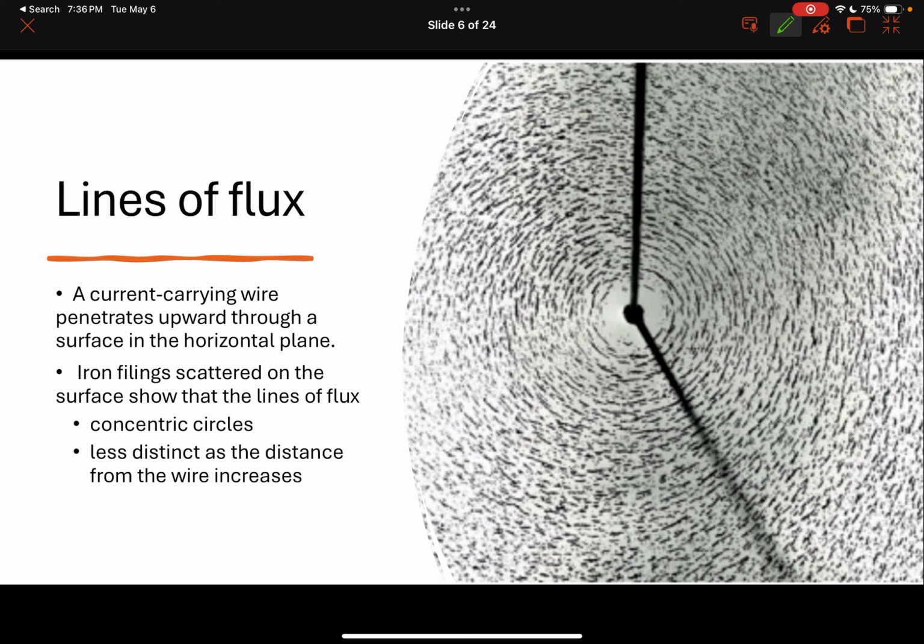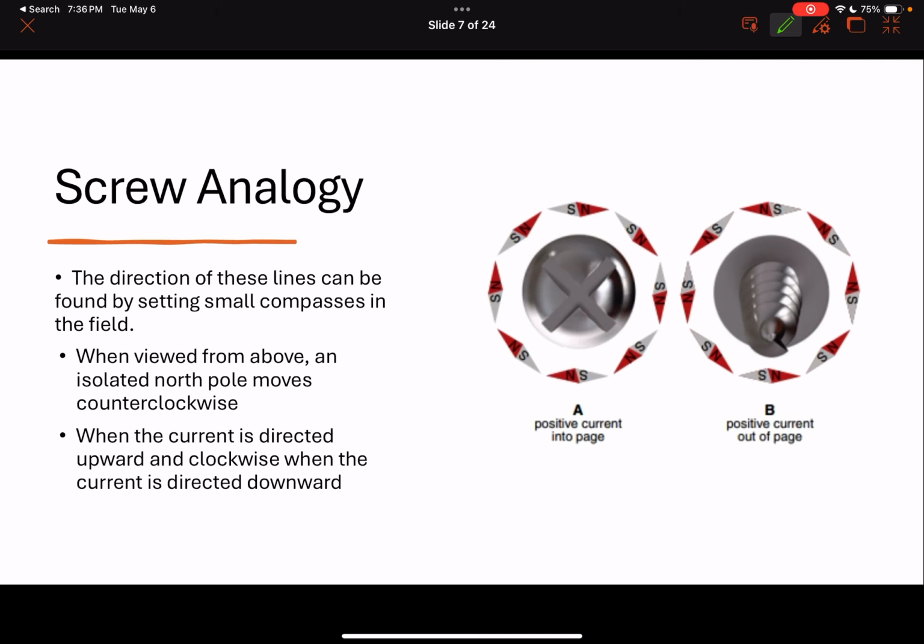I want you to notice two things about it. Number one, concentric circles. They're making circle inside circle. And notice how the circles get less distinct the further away you are. They start to look like little sprinkles rather than circles. Think about for yourself why that might be. What's happening to the magnetic field the further away you're getting from its source? Might be the same thing as happened with our magnets as well.